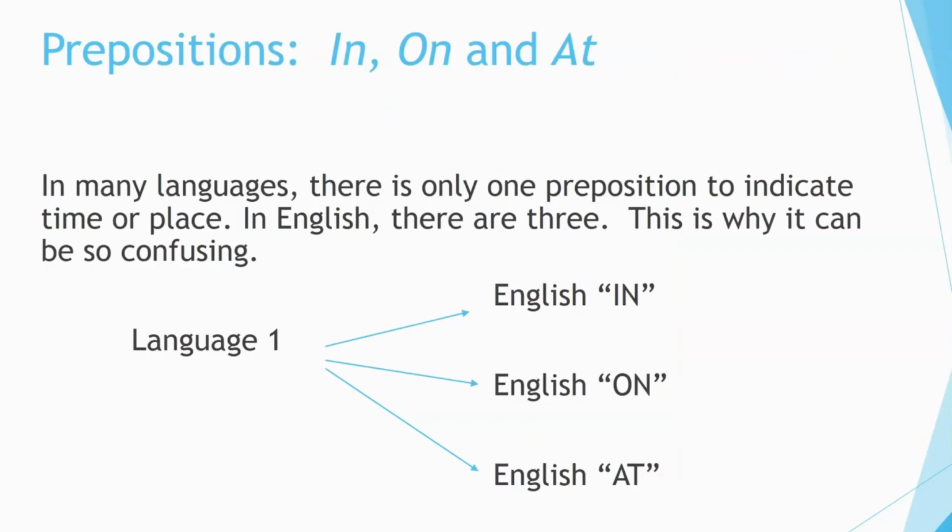Prepositions in, on, and at. In many languages, there is only one preposition to indicate time or place. In English, there are three. This is why it can be so confusing. For example, in your language, you might just have one preposition, whereas in English, we have three: in, on, and at.